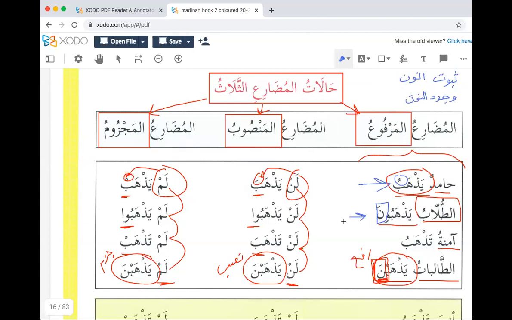And the dalil that this is marfu' with noon is that when you come to this side over here and it's mansoob, lan causes that noon to disappear. And this is mansoob, and the alamatu nasbihi is the opposite of thubut an-noon or wujud an-noon, which is hadf an-noon, the removal of the noon.